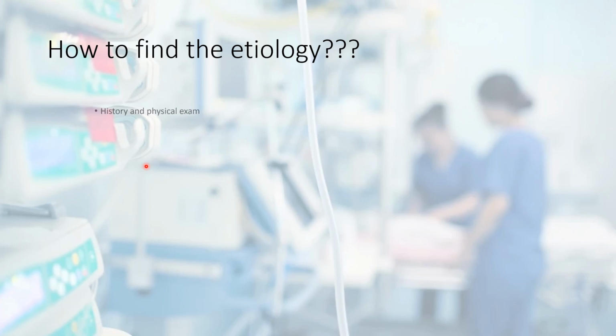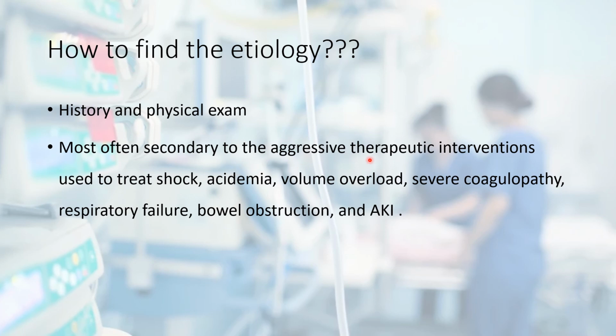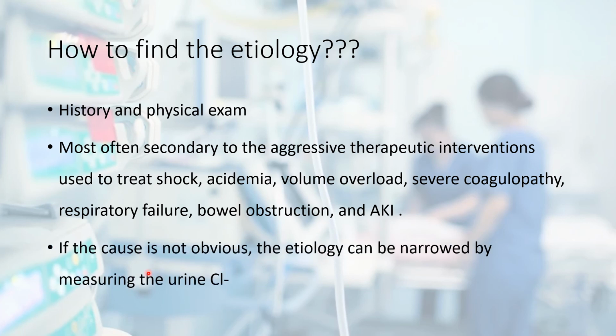After taking history and a proper physical examination, almost all major causes are secondary to aggressive therapeutic intervention, which is used to treat shock, acidemia, volume overload, severe coagulopathic conditions, respiratory failure, bowel obstructions, and acute kidney injury. In spite of all this, if the cause is not obvious, the etiology can be narrowed down by measuring the urine chloride.